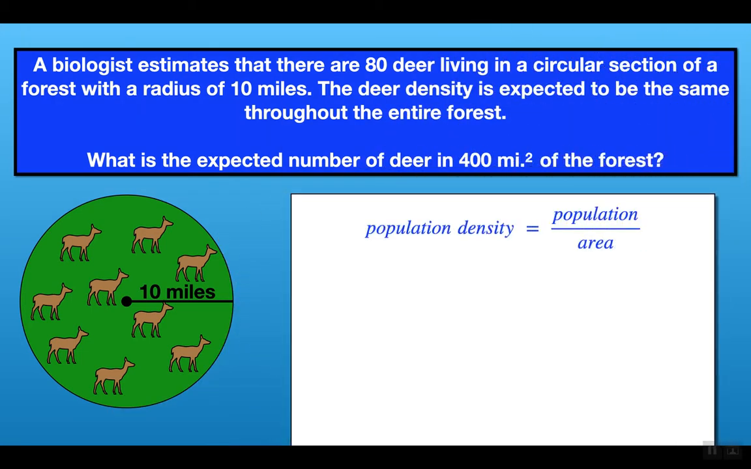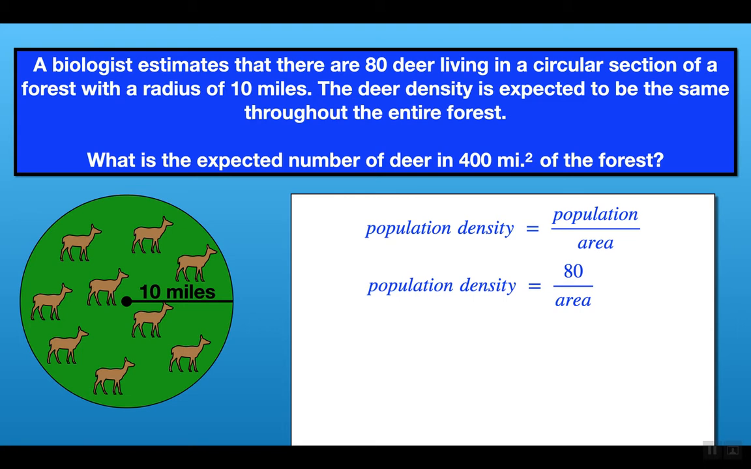We're talking about a population of deer, so let's use the population density formula, which is that population density equals the population divided by the area. Now, do we know the population? Yes, we do. The population of the deer is 80. It says it in the question. Do we know the area? They don't tell us the area, but we could figure it out based on the fact that it's a circle. The area is a circle and the radius is 10 miles. So we can figure out that area by knowing how to calculate the area of a circle.